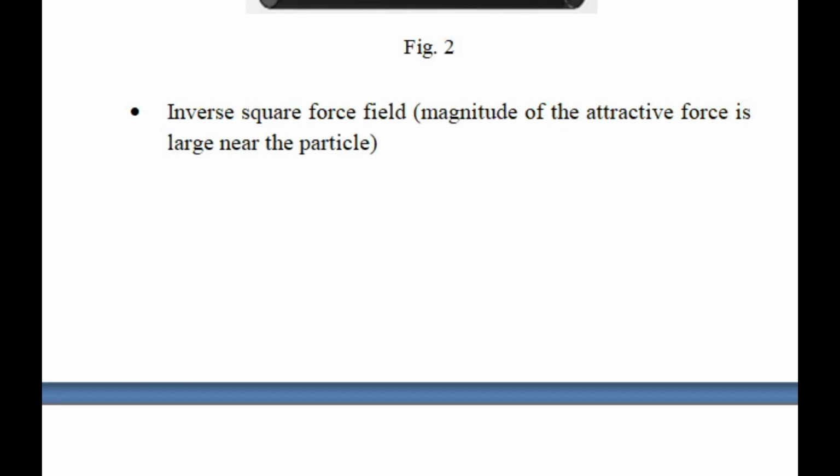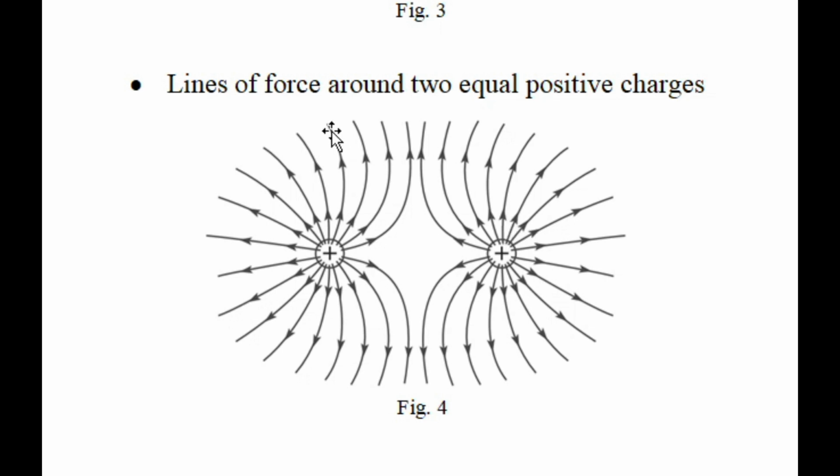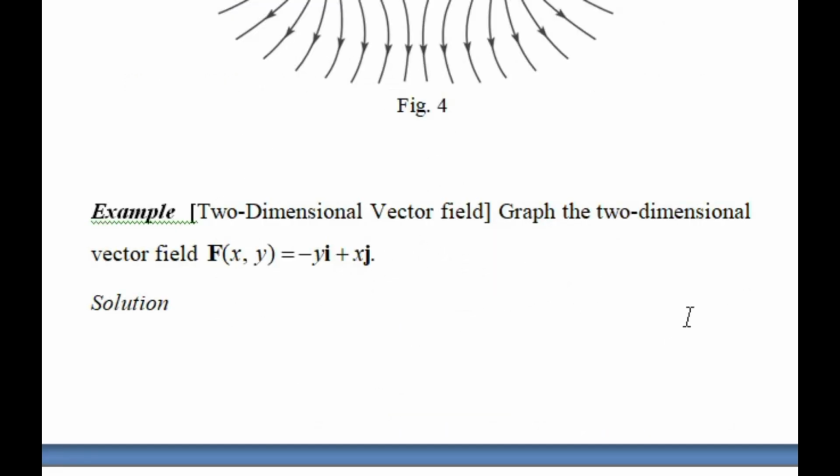Another example is the inverse square force field. In physics class, you have studied such fields. This is also an example of a vector field. This is again lines of force. If we have two charges of the same sign, positive charges, then this shows the lines of force around two equal positive charges. These are examples of vector fields.